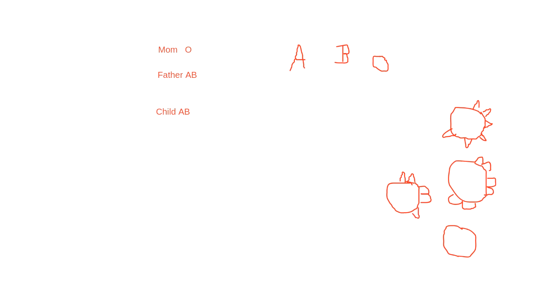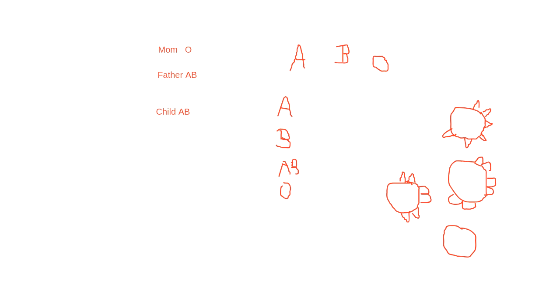So the blood groups that we can have are A, B, AB, and O. And A and B are dominant, those are both codominant over O.